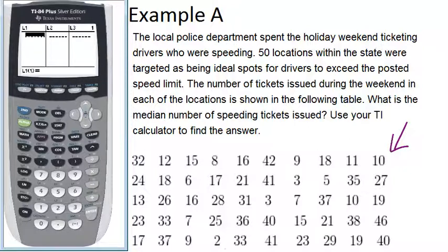Then enter in all these numbers, and you don't need to worry about making sure they're in the right order or anything. You can just go as they're written. So 32, then 12, and so on until you get all the numbers in there.